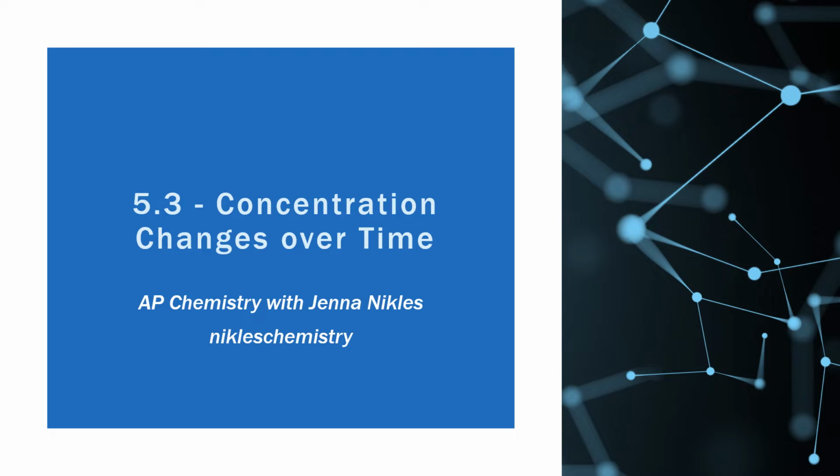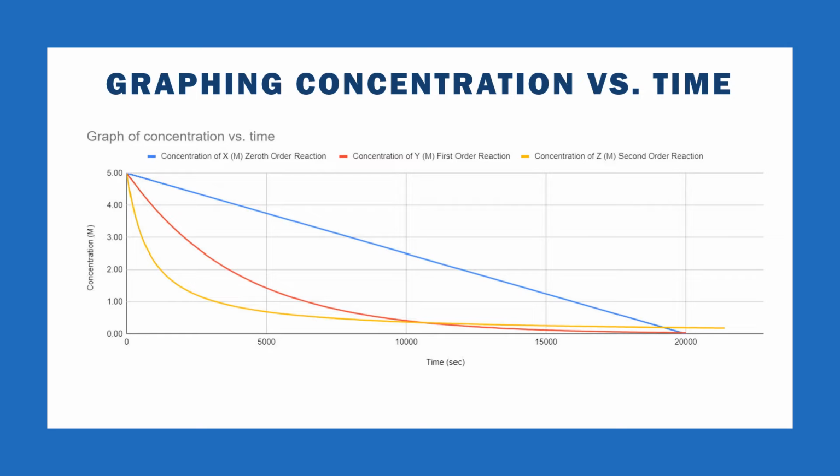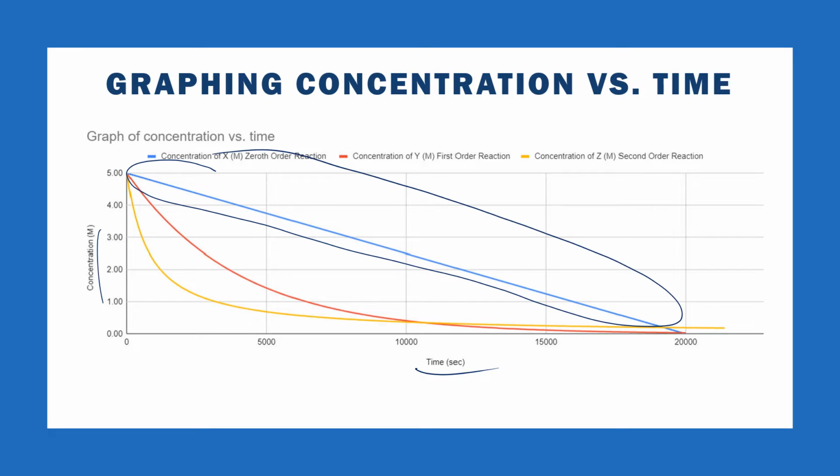Hello, today we're going to talk about concentration changes over time. So here's a graph that shows the different orders of reaction and how their concentration versus time graph looks. So in a zero order reaction, the concentration versus time graph is a straight line with a negative slope. And this is for the concentration of a reactant.